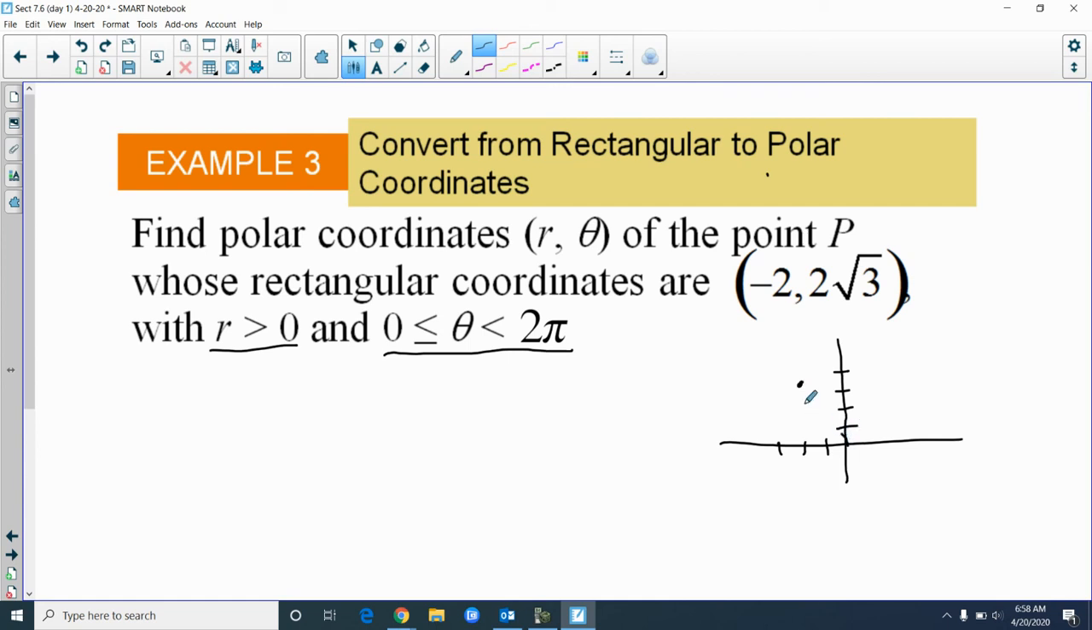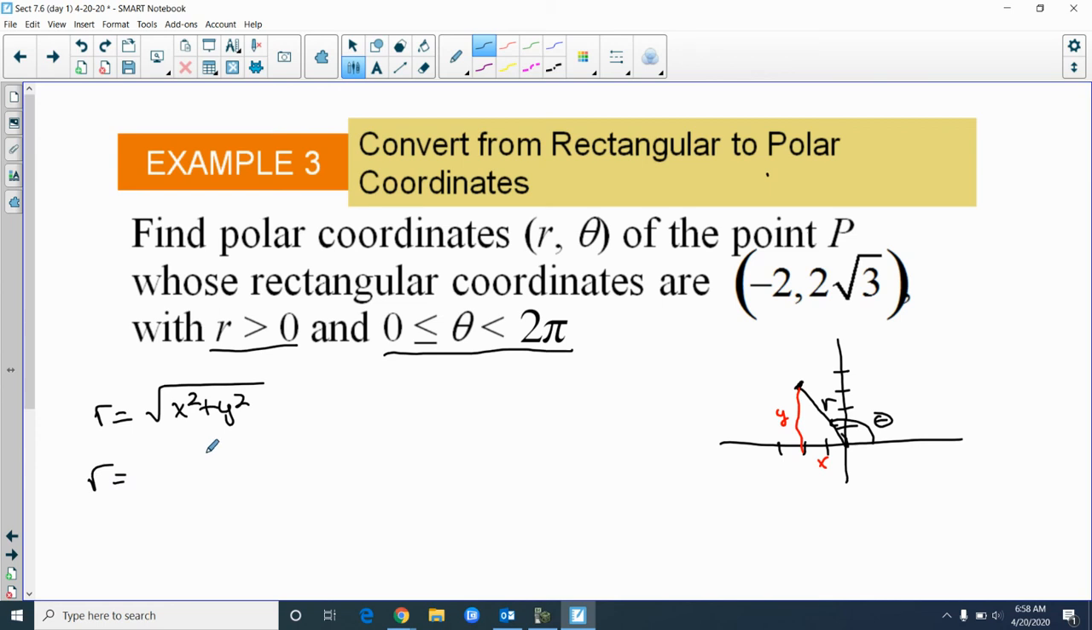And we want to find what the r value is, and we want to find what the theta is. Well, since we're in quadrant 2, theta is going to have to be between 90 and 180 degrees, or pi over 2 and pi. And now that's your y value, that's your x. Well, what do we say r equals? r equals the square root of x squared plus y squared.